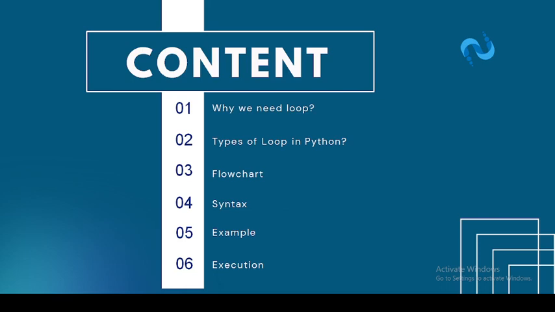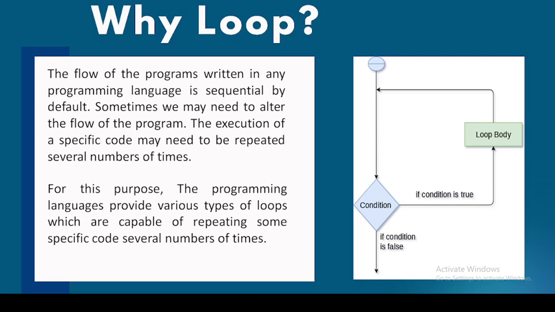Then we will check a flowchart of how a loop executes, and then we will see the different syntax of loops, how we write them in our program. We will also see examples of each and every loop, and finally we will see the execution of the loop. For each one, we will run the execution part of the program. So, start with this: why do we need a loop in our programming language?